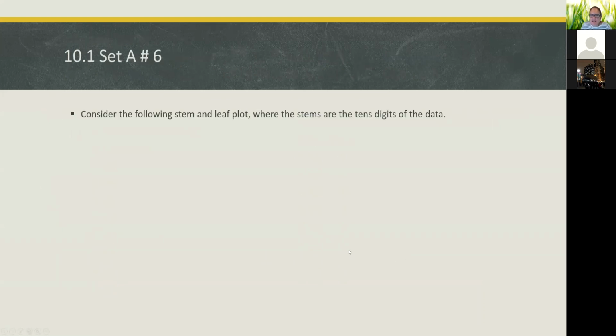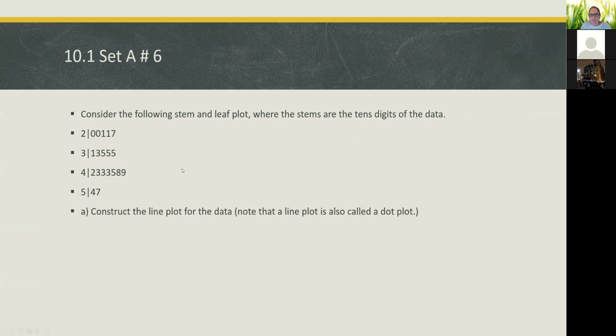Number 6, this time we are given the stem and leaf plot. And it says the stems are the tens digit. So this 2, we're going to have a 2 in the 10 spot. So this 0 makes the number 20 and 20 and 21 and 21 and 27 and so forth. And then down here, we're going to have 54 and 57.